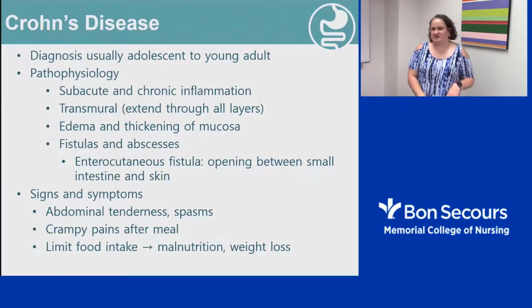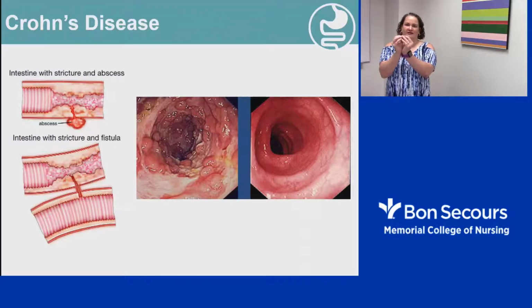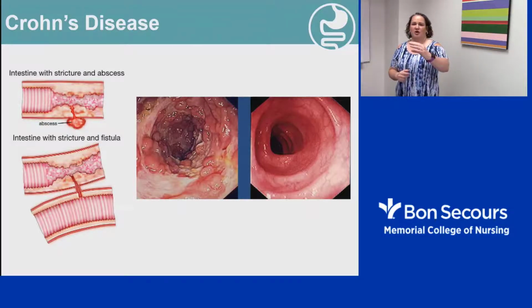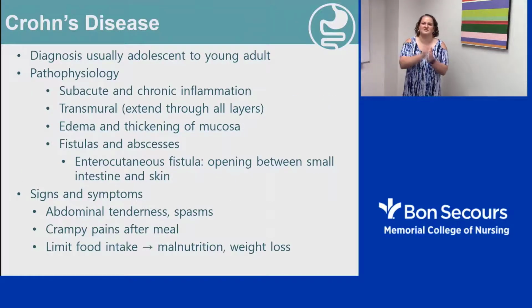Fistulas and abscesses. So just to go to the next slide and show you what these look like. An abscess, essentially you have a tract going through the tissue layers, but then you have a consolidation, a little pocket essentially of infection. Abscess, usually pus is inside of there. Whereas a fistula, it kind of creates a tunnel. It can be from one part of the intestine to the other, or you can actually have what we call an enterocutaneous fistula, which is an opening between the small intestine and the skin itself.